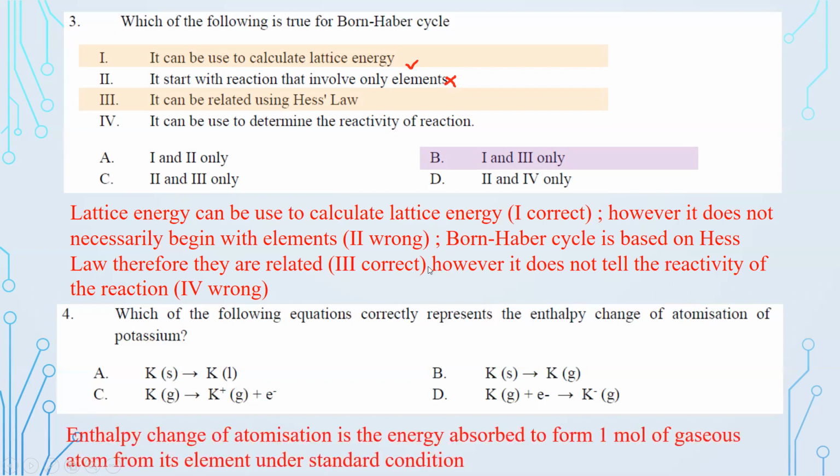It is the energy absorbed to form 1 mole of gaseous atoms from its element under standard conditions. So potassium is a solid under standard conditions. So solid potassium becoming potassium gas is the atomization. So the best answer in here is B. Then we go straight away to question number 5.